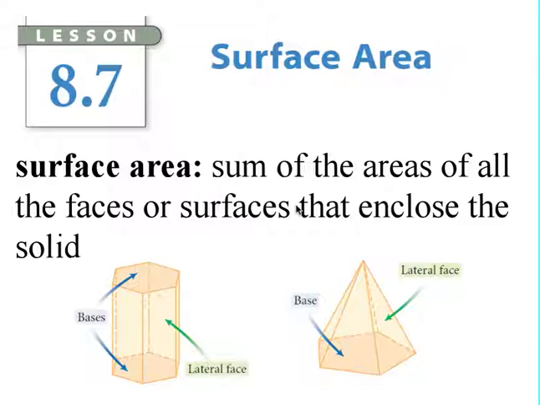Notice on this first one, we have the bases. The bases are the two parallel sides that are repeated, and then we have what's known as the lateral faces. Remember, the lateral is the area around. Then we have the base in a pyramid here. There's only one base in a pyramid or a cone, and then we have the lateral faces that go around there as well.